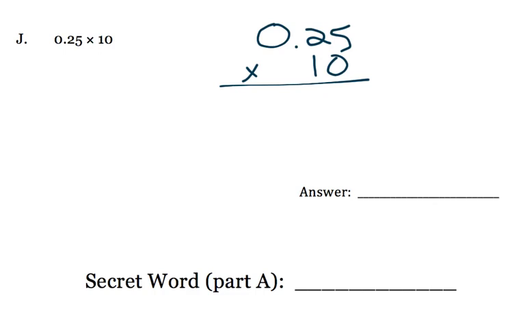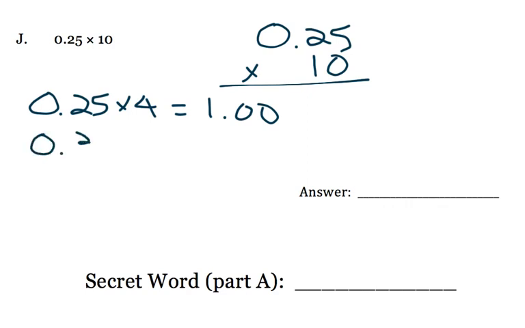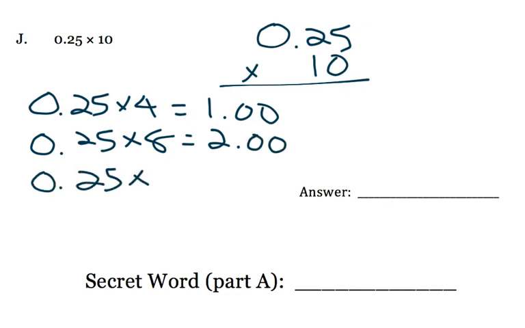So I know a couple of things. I know that 4 quarters is $1. And that means that 8 quarters is $2. And so if I just added 2 more quarters to that, I know that my answer would be $2.50.